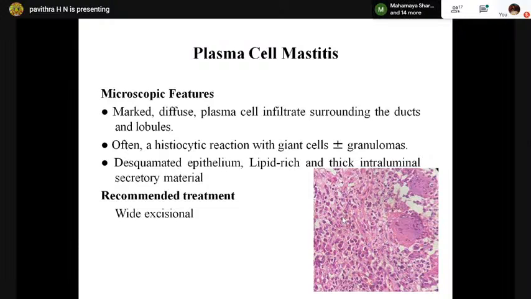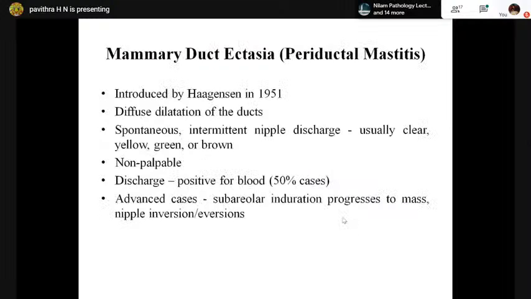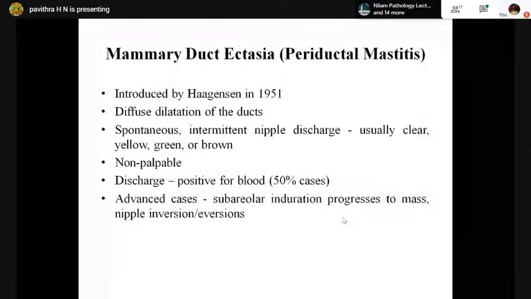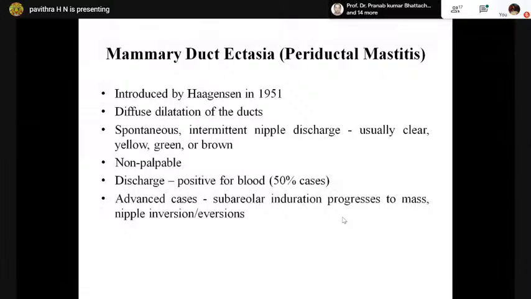So we spoke about the periductal mastitis. What is it? This was introduced by Hagensen in 1951. This is for the diffuse dilatation of the ducts. There is spontaneous intermittent nipple discharge, mostly clear, yellow, green, or brown in color. They are not palpable. They don't have a palpable mass initially, but in the later stages they progress to a mass, and they may also involve the nipple, leading to inversions, eversions and so on.